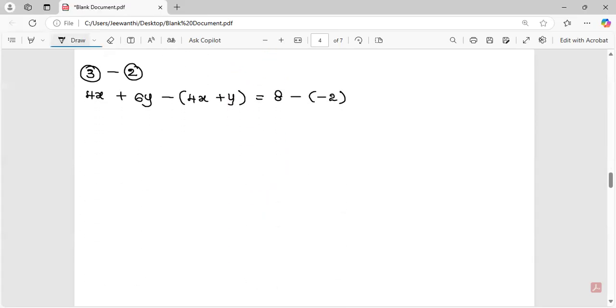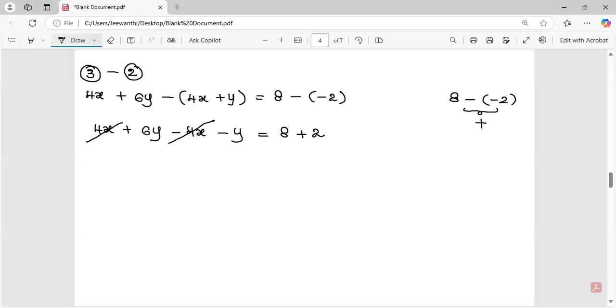Now we will simplify the bracket. So then here we have 4x plus 6y, -4x, -y equal to 8 plus 2. Because you know, when you have 8 subtract -2, when you have negative, negative, it is positive 2. So then the 4x and 4x cancel. So then 6y minus y, it is 5y equal to 10. y is equal to 2. Now I found the y value. The same way, we write y is equal to 2.